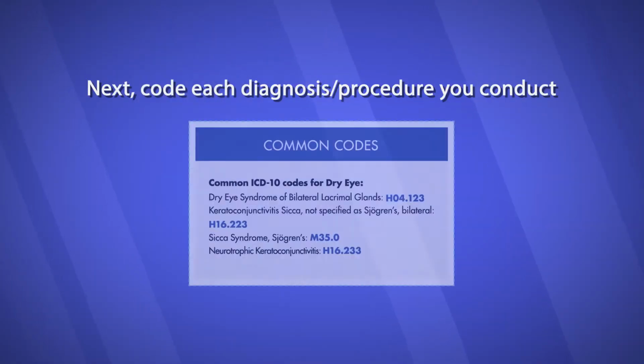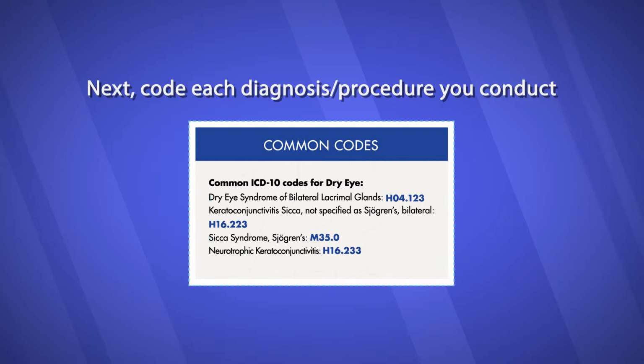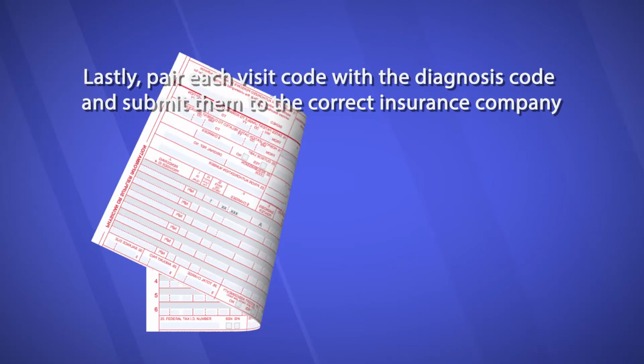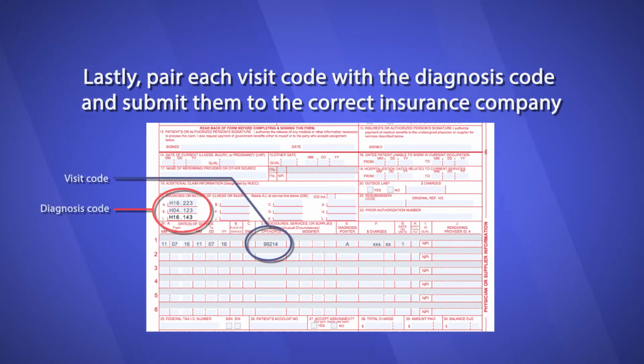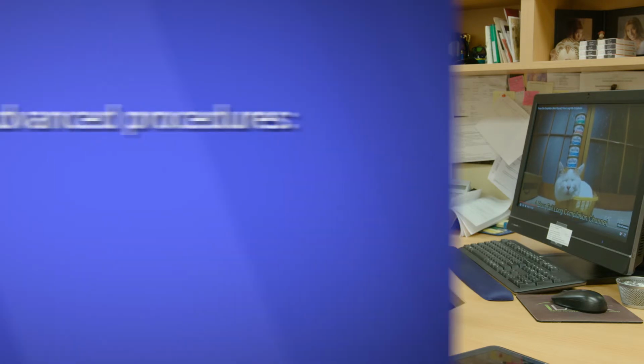Next, you need a diagnosis code for each visit you conduct. That diagnosis code is the ICD-10 code. These codes are chosen based on the patient's specific condition and the severity of their disease. Lastly, you pair that visit code with the diagnosis code and you submit them to the correct insurance company. Here is an example of some diagnosis codes I would use in a typical dry eye exam. Aren't they crazy?